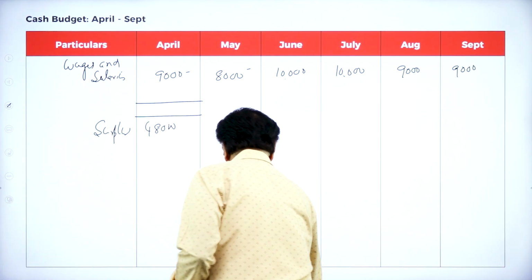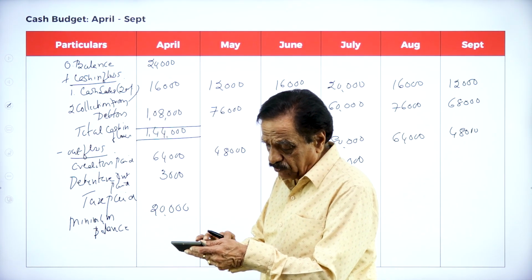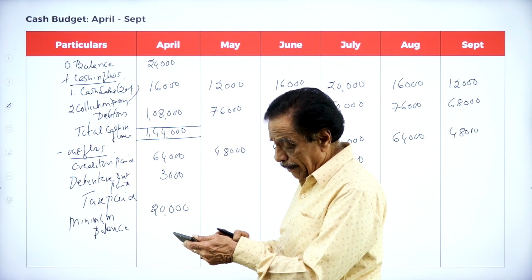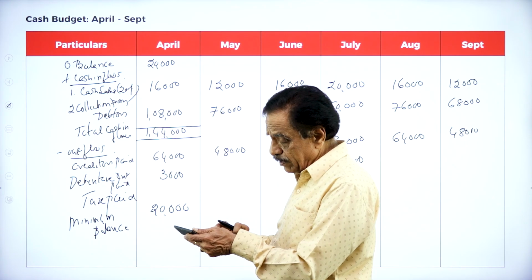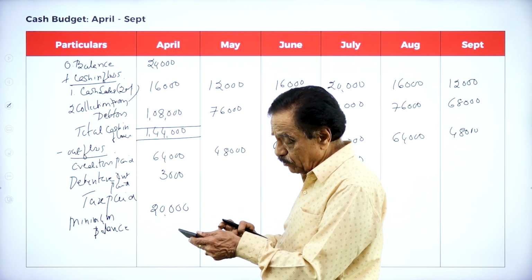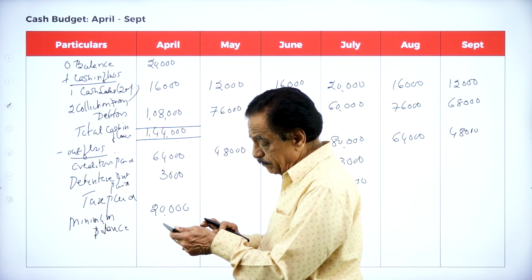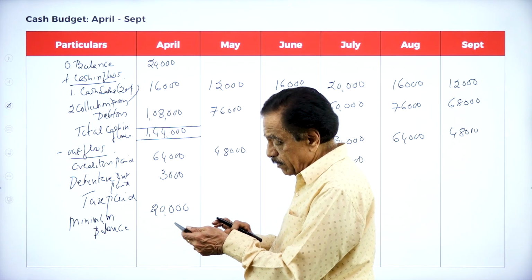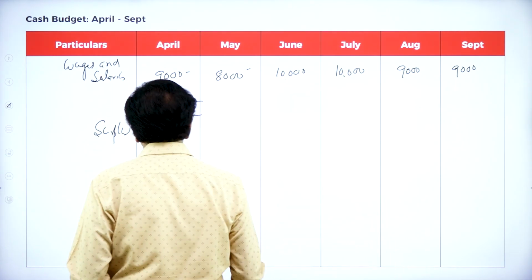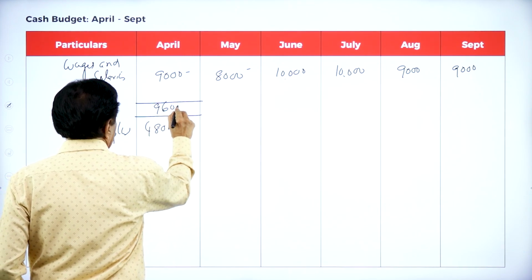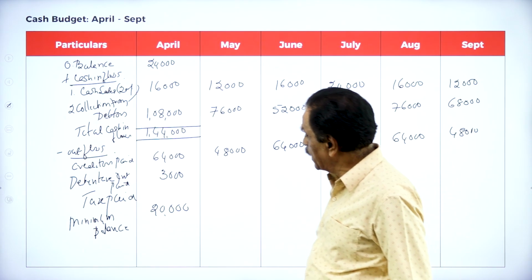Add this. 64,000, I will explain. 64,000 plus 3,000 plus 20,000 plus 9,000 is 96,000. So 1,44,000 minus 96,000 is 48,000.